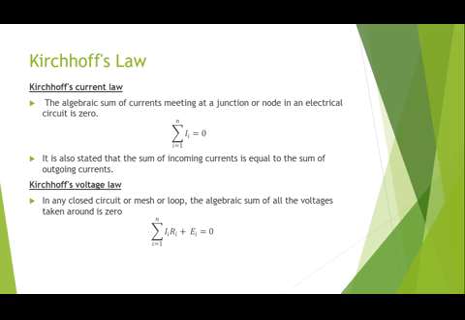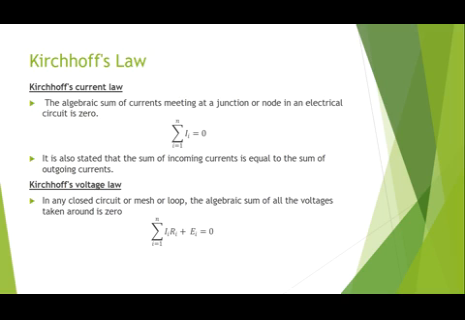Next, Kirchhoff's law. Kirchhoff's law can be divided into two laws. One is Kirchhoff's current law and another one is Kirchhoff's voltage law. Kirchhoff's current law states that the sum of all currents meeting at a junction O is equal to 0. That is known as Kirchhoff's current law. In another way, we can say the incoming current is equal to the outgoing current. That is known as Kirchhoff's current law.